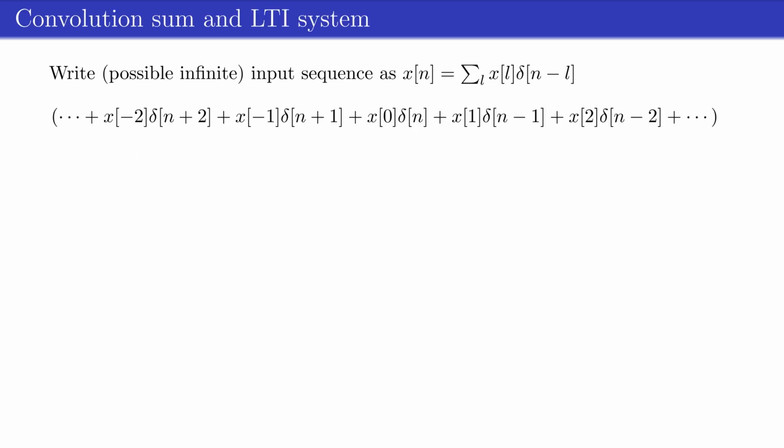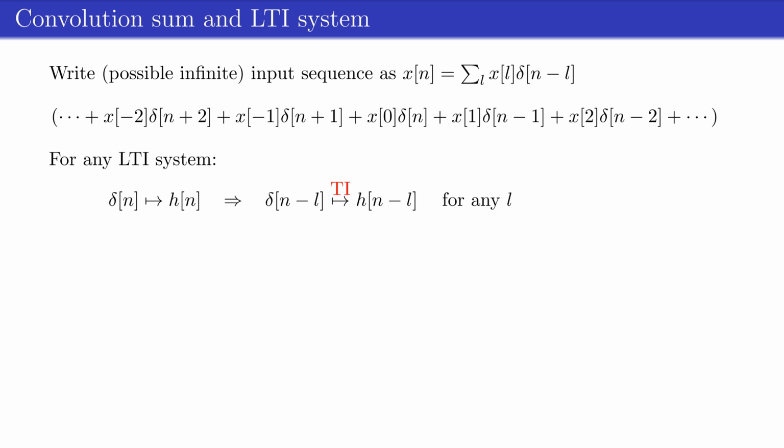Now we will show that the convolution sum procedure holds for any LTI system. For this, we start by writing a sequence of input samples as a, possibly infinite, sequence of delta pulses. For any LTI system, we can perform the following steps. When applying a delta pulse to the input of the system, the result is the impulse response h[n].